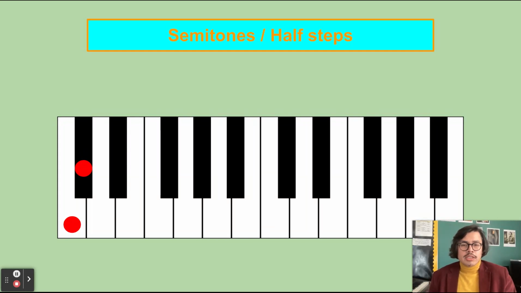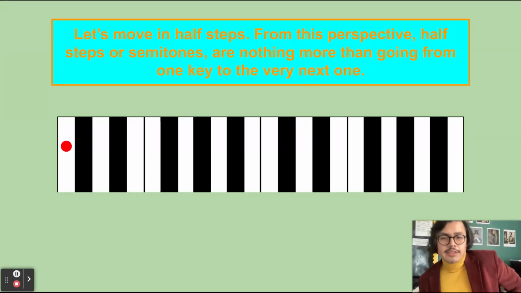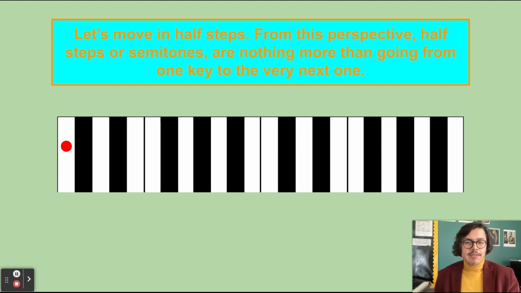So let's talk about semitones or half steps, the ones that I just mentioned to you. Now, we're going to move in half steps. From this perspective, half steps or semitones are nothing more than going from one key to the very next one, right? So you go from white to black to white to black to white, and then here you go to white. It's the very next one. Then you go again to black, white, black, white, black, white, and then again you move to white from a white. And then black, white, same thing again, this little pattern, and then until you get to the end.